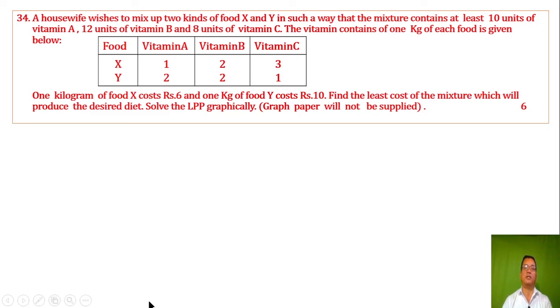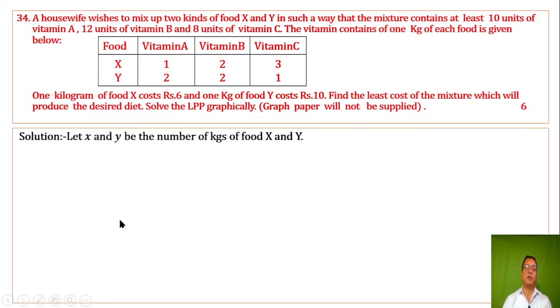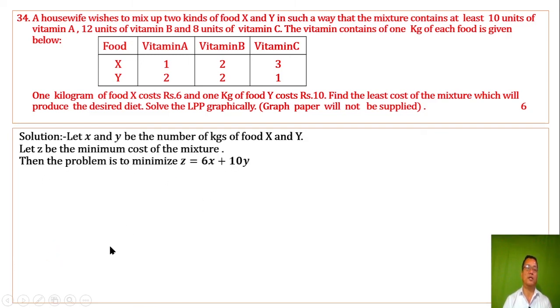First, identify the decision variable. Let X and Y be the number of kgs of food X and Y. Then Z be the minimum cost of the mixture. Then the problem is to minimize Z equal to 6x plus 10y.